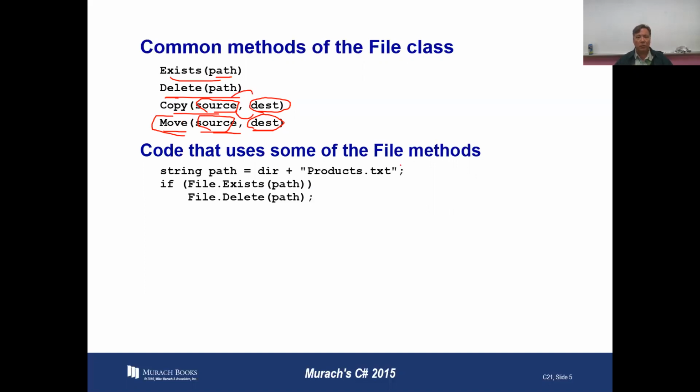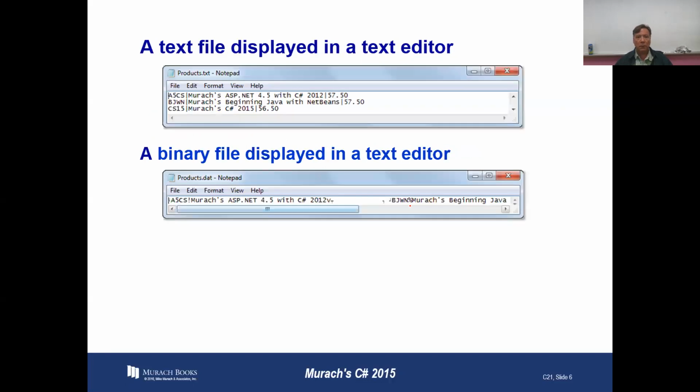So here's some code that uses file methods. Here's the name of a file. This checks to see if that particular file exists, and in this case, if it does exist, it deletes it.